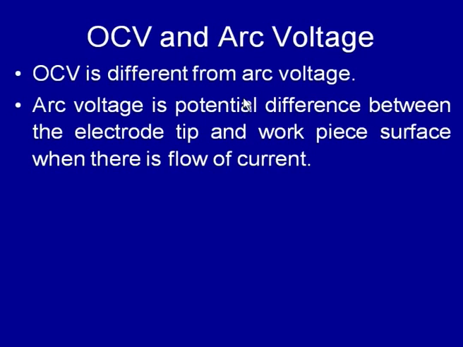Now, we will see how open circuit voltage is different from the arc voltage. We know that open circuit voltage is the potential difference between the two terminals of the power source when there is no flow of current, while arc voltage is the potential difference between the electrode tip and the workpiece when there is a flow of current. So, the arc voltage is always lower than the open circuit voltage.